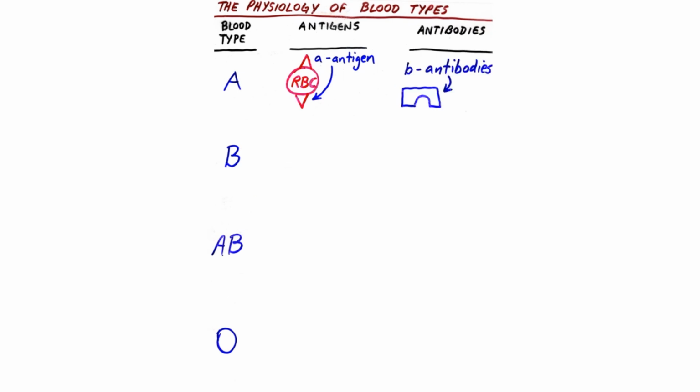So I've drawn them in with silly little shapes. The A antigen looks like a little triangle sticking out, and the B antibodies are like one of those blocks with a hollowed out curvy part.